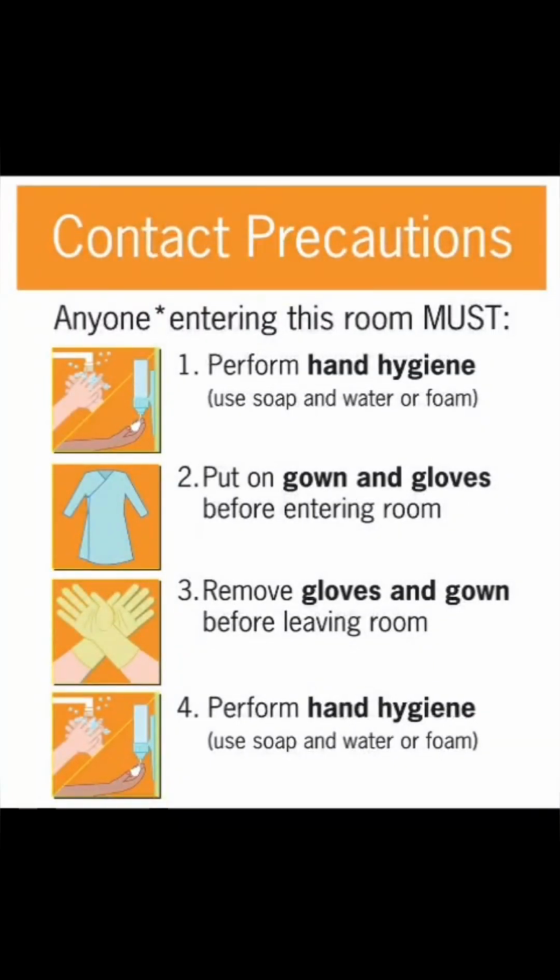In the second part, I'm going to talk about the transmission-based precautions used in the hospital for patients with known or suspected infections that require control measures to prevent spreading. First type is contact precautions. Contact precautions are used in addition to standard precautions. First, we perform hand hygiene and put on gown and gloves before entering the room. Then we remove the gloves and gown before leaving the patient room. Then perform hand hygiene.